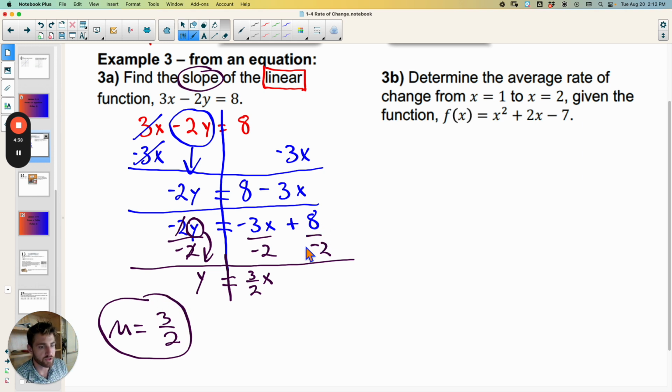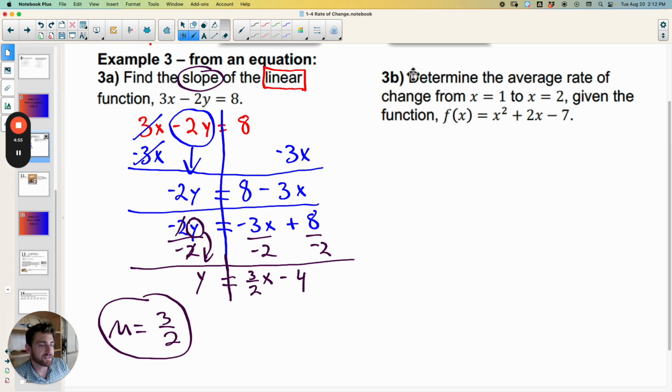But let's go ahead and finish it here. Plus 8 divided by negative 2. That's going to give us a negative 4. So this is my equation in slope-intercept form, and this value in front of the x here is what my slope is, 3 over 2. All right, so that's 3a.